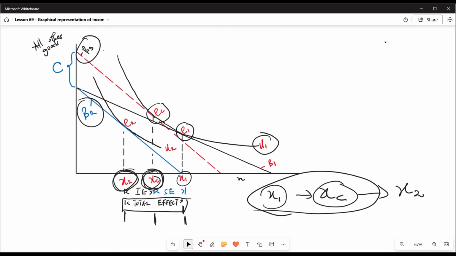So this is all that we have on our lesson on the graphical representation of income and substitution effect, where we focus on normal goods. Our next lesson will be on income and substitution effect for inferior goods.